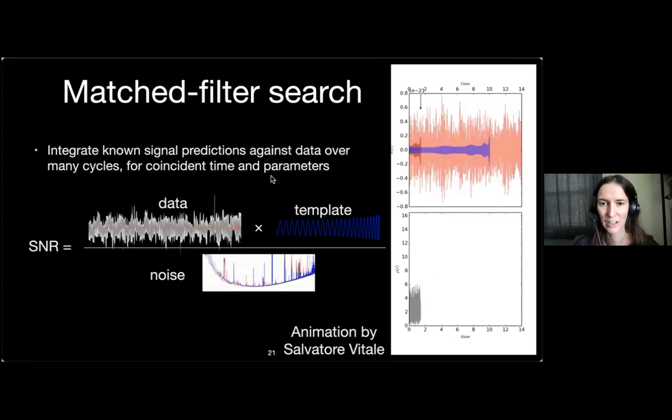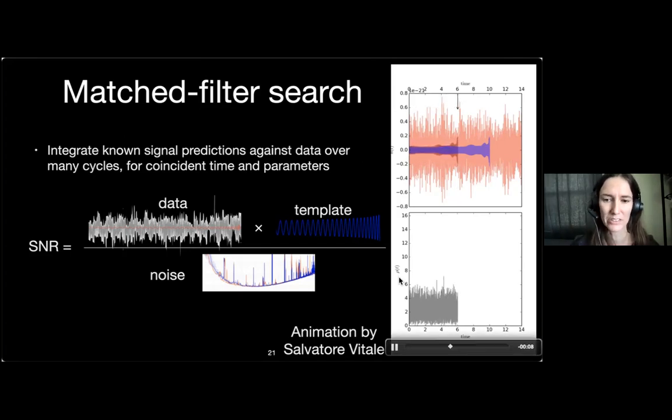So the quantity that comes out, often called rho, is the signal to noise ratio. So when you hit the overlap with a buried signal, the signal to noise ratio will spike. And because you're cross-correlating over many orbits, signals that may not be visible to the eye in the data or even in a time frequency plot can be revealed statistically by this integrated signal integration against a known signal prediction.